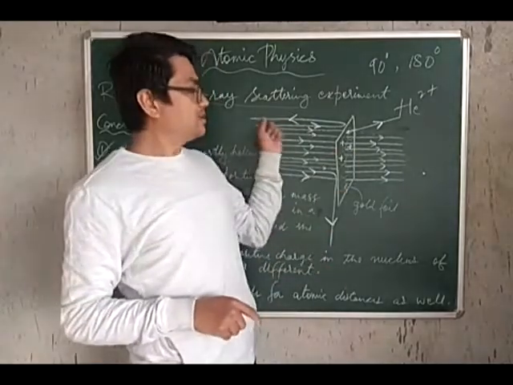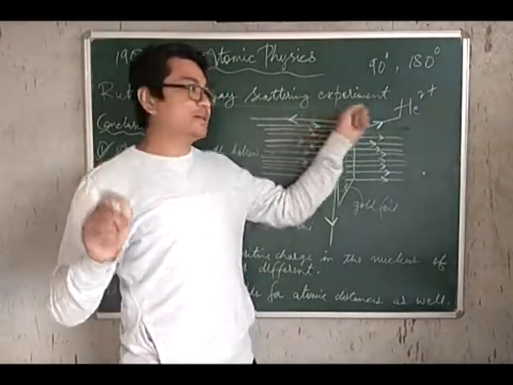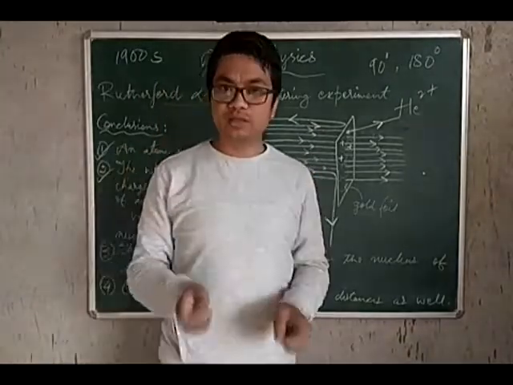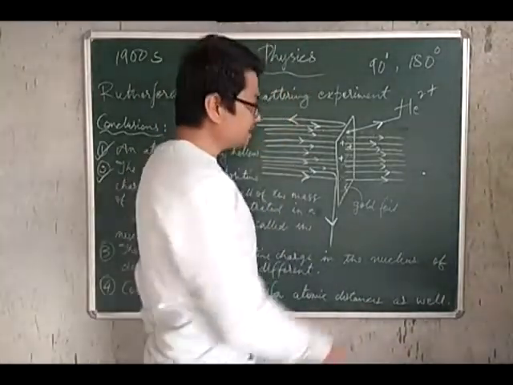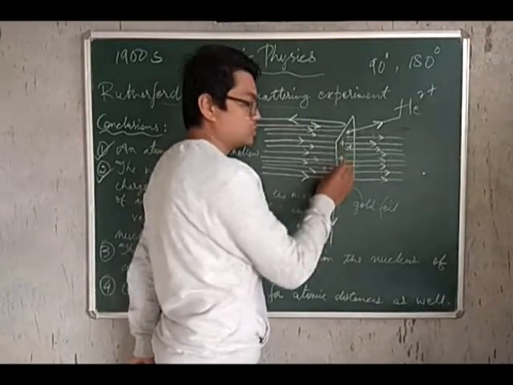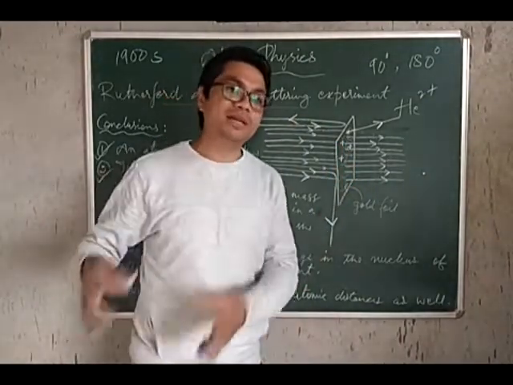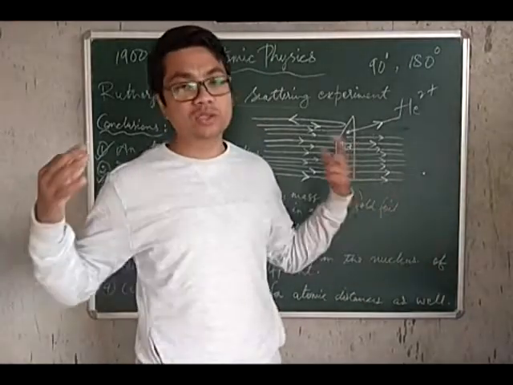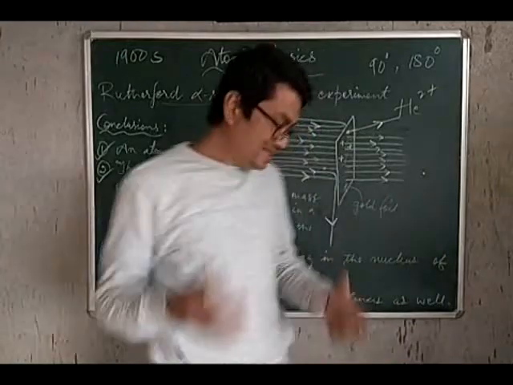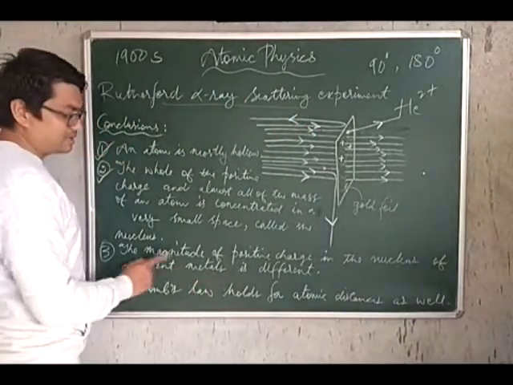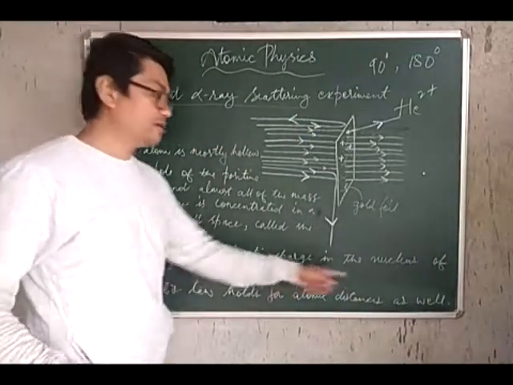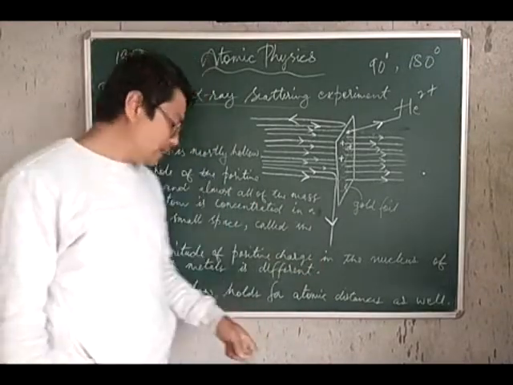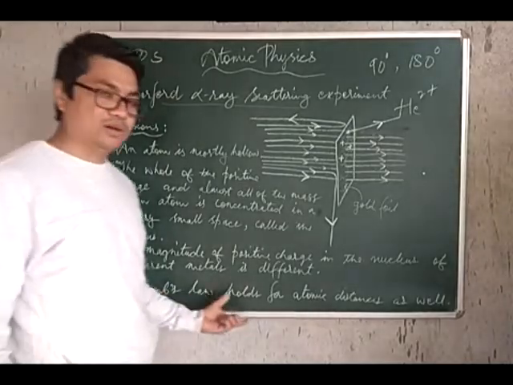So, since the number of alpha particles getting scattered by 90 degrees, 180 degrees was different for different metallic plates, he further concluded that the magnitude of the positive charge in the nucleus for different metallic plates is different. And that is exactly what you find to be true today. Another very important conclusion. And the final one, he said Coulomb's law.